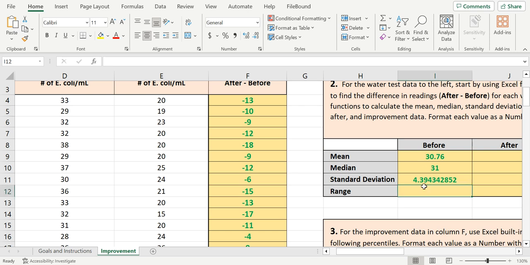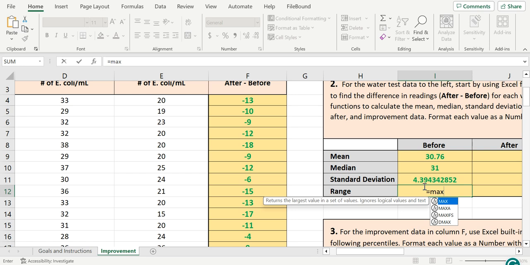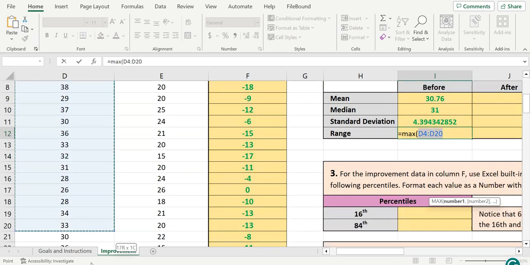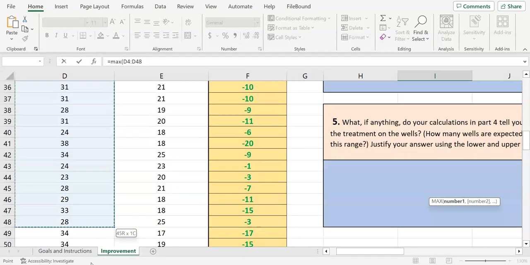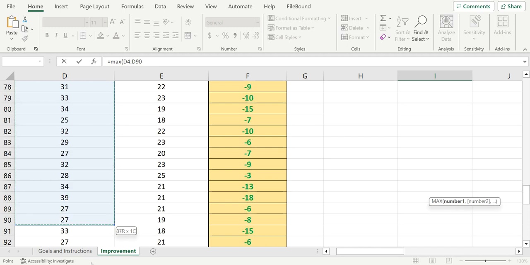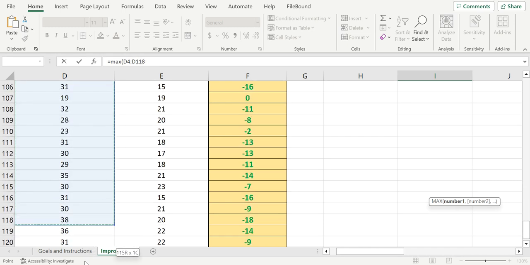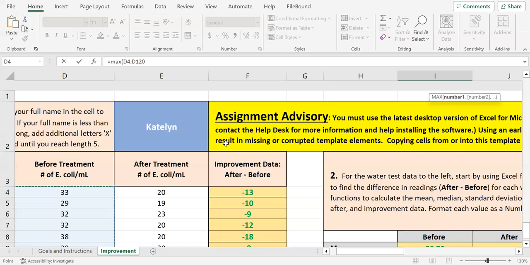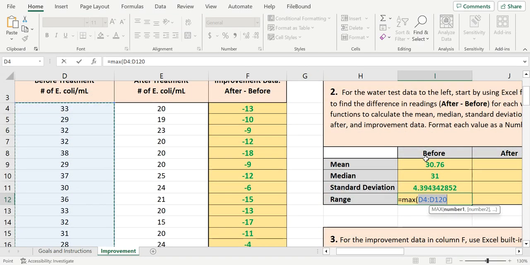So for the range, I would start with my equal sign, start with the max, type out the word max, open the parenthesis, and go highlight that column D, all of the before data. And when you're doing this, all of your ranges should look like D4 to D120. After I finish highlighting for the max, I'm going to close the parentheses, and I'm not going to hit enter yet. So we have to subtract off the min.